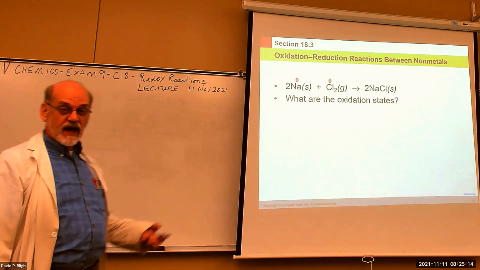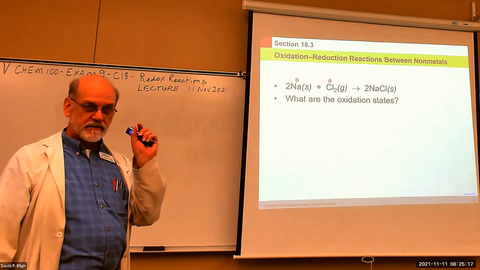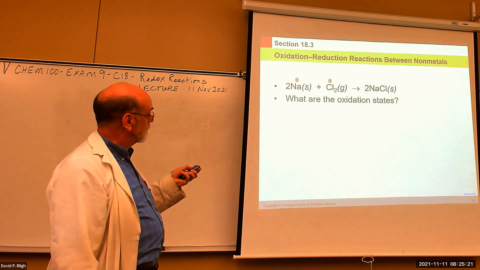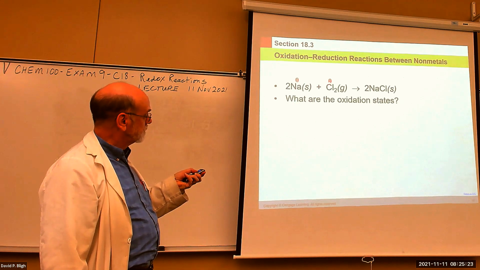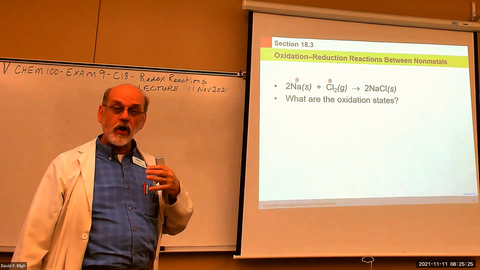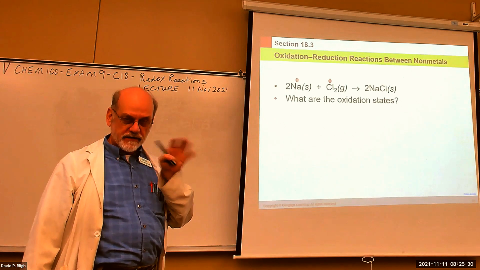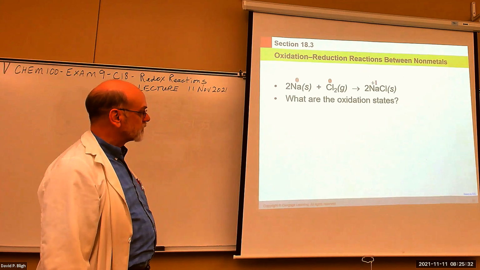We assign oxidation states here to the neutral atoms, neutral elements, 0 and 0. And then over here, we have charged species. So those charges are the oxidation states, +1 and -1.